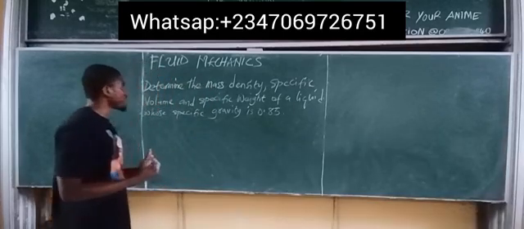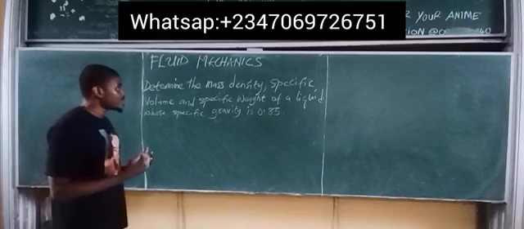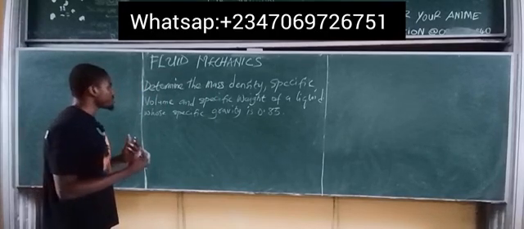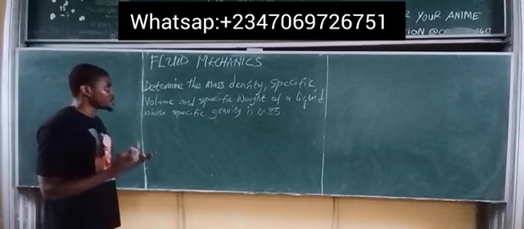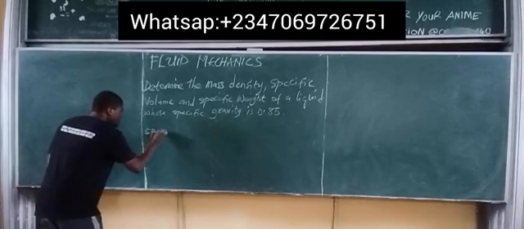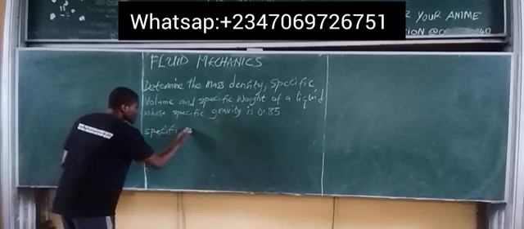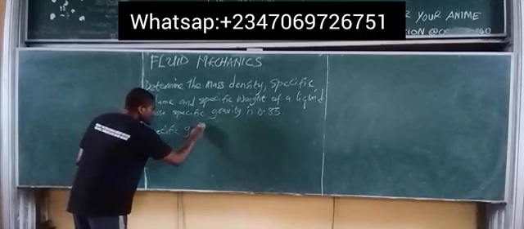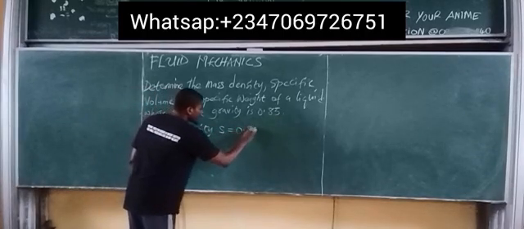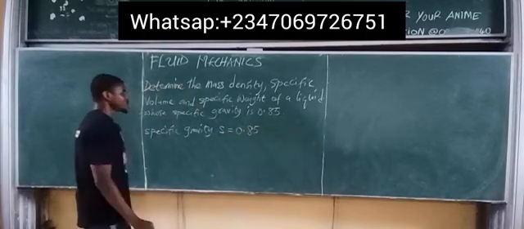So we are asked to find, first of all, density, also specific volume and specific weight. Now, we are given the specific gravity of this fluid to be simply 0.85. So specific gravity S is given as 0.85. So we have this.